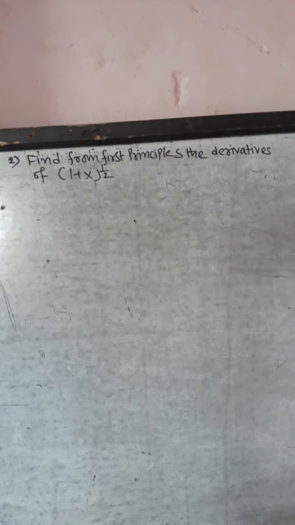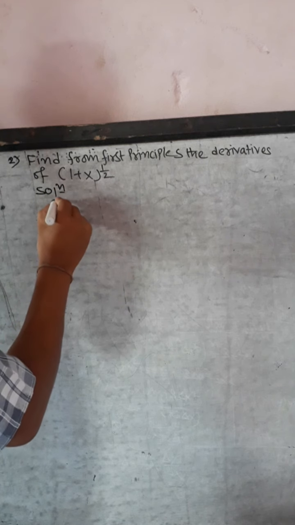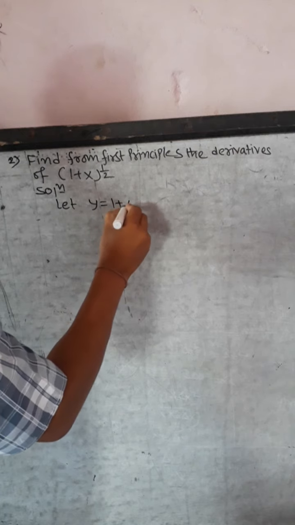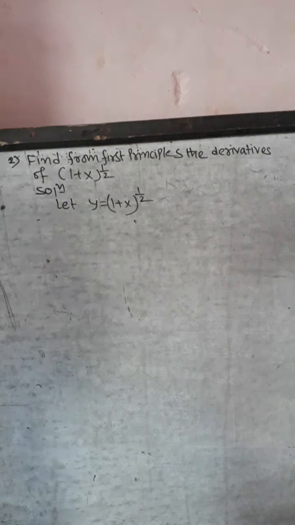Okay, after this let's move to the second example. Find from first principle the derivative of (1 plus x) to the power 1 by 2. Similarly, what we will do, first you have to let y is equal to (1 plus x) to the power 1 by 2.